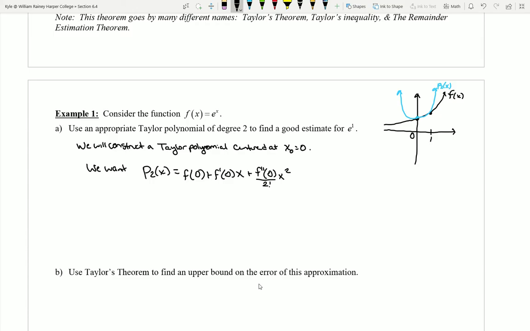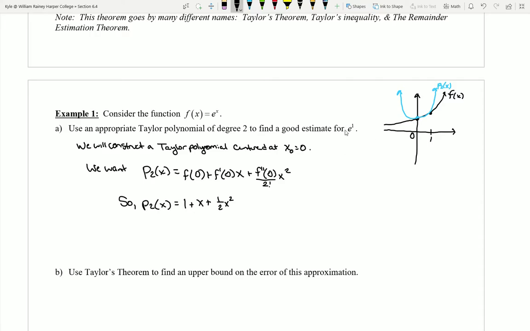So if I was to simplify this down, let's see, p2 of x. If I go to my function and I plug in 0, I get back a 1. If I take the derivative and plug in 0, I still get back a 1. And if I take the second derivative and plug in a 0, I still get back a 1. And so I think I end up with the following polynomial. So this here is the blue polynomial that models the function.